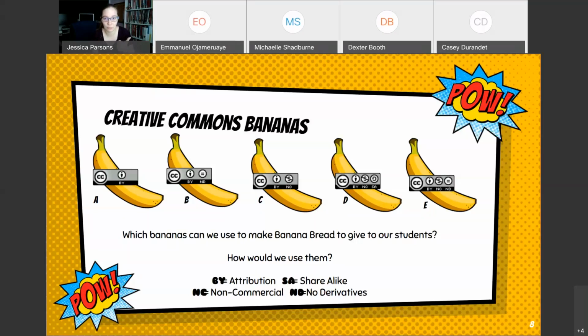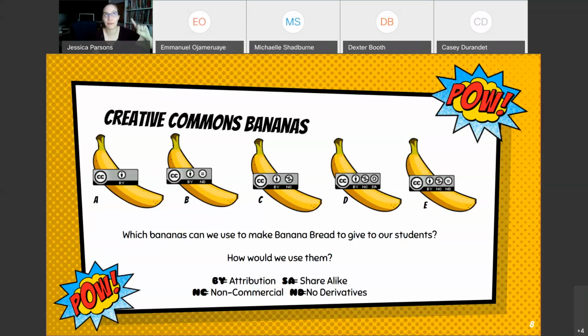Can we use it to make banana bread? And is there any special requirement that we have to meet to go along with the license? I'll go ahead and give everybody a couple minutes to get that. Just to let you know, each one of these bananas is under a Creative Commons license.